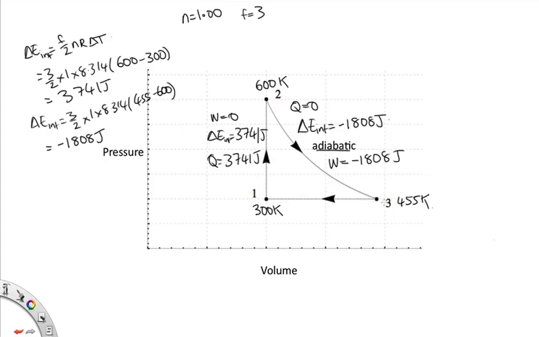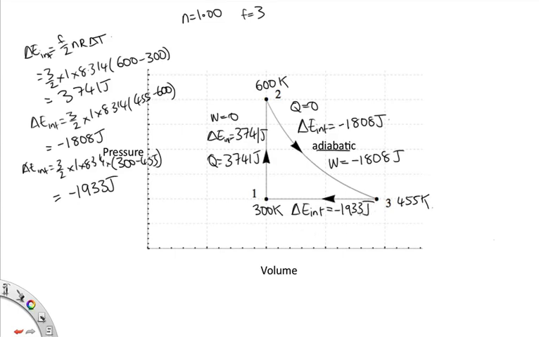Okay, now we need to do it going from 3 to 1. To work out the change in internal energy, we can once again substitute into this equation. 3 over 2 times 1 times 8.314 times the final temperature, 300 minus 455. Solving that on the calculator, we end up with minus 1,933 joules. So this is equal to minus 1,933 joules.